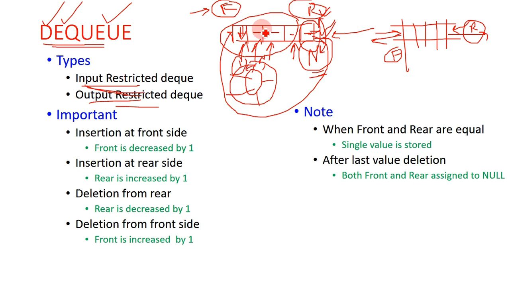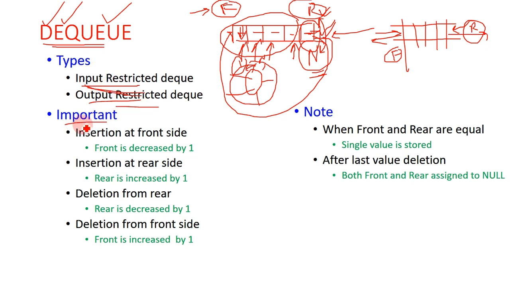So in a normal queue the problem exists: whenever you have space available but you reach the last location, with only one value at the last location, you cannot do insertion in the normal queue. But in DQ or circular queue you can overcome this deficiency of the normal queue. So these are the types of the DQ: input restricted and output restricted.